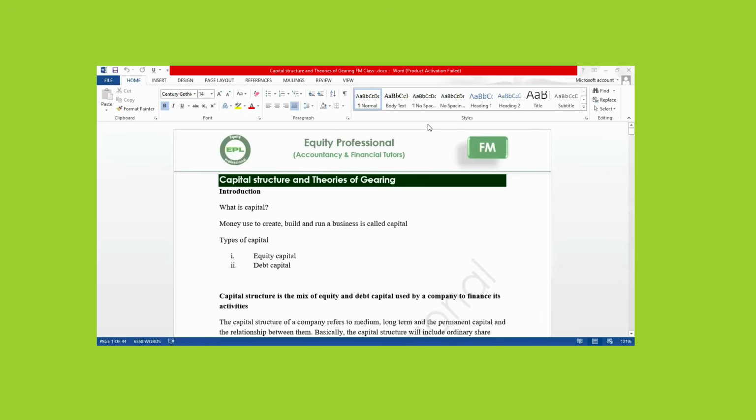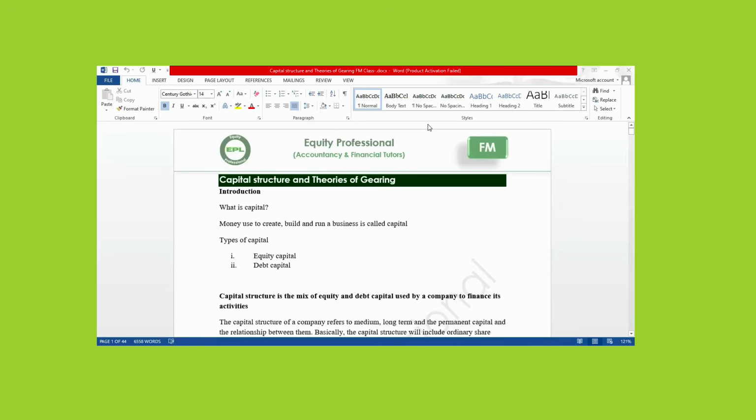Excuse me, please. We have explained what is capital. We have explained types of capital. Next, what is capital structure?